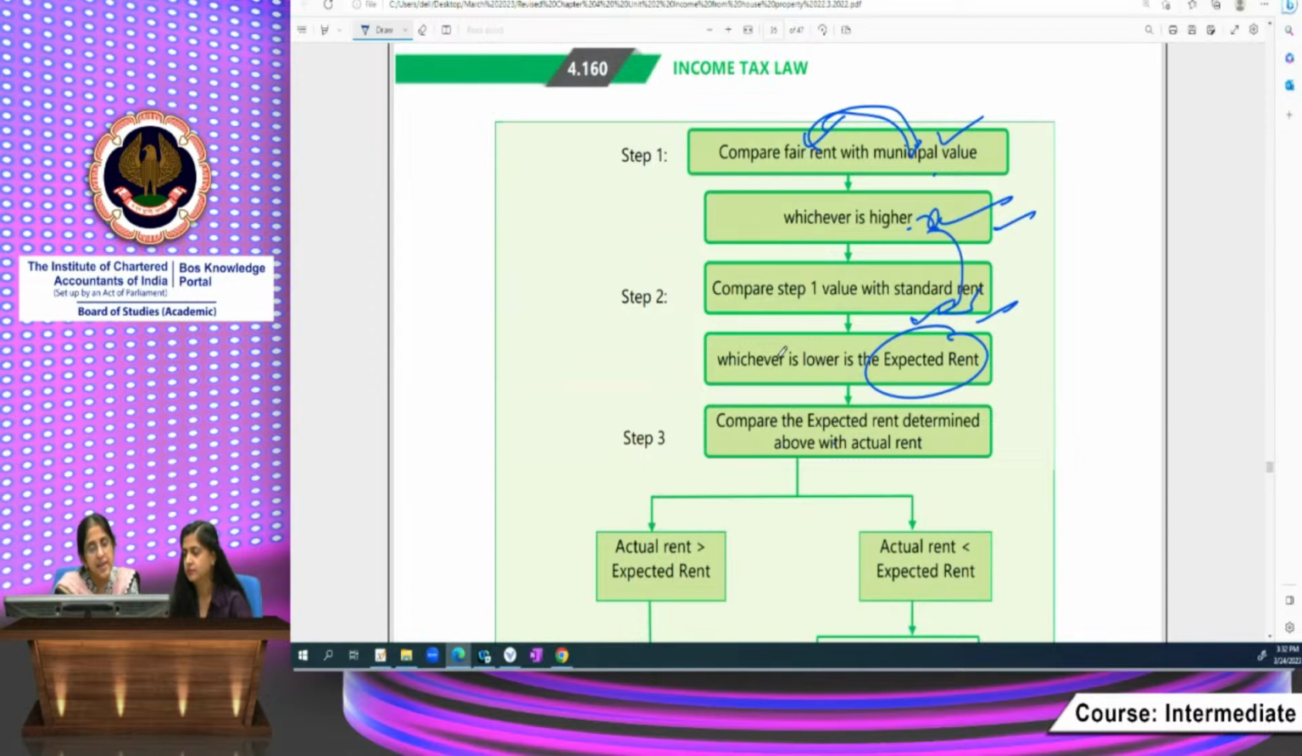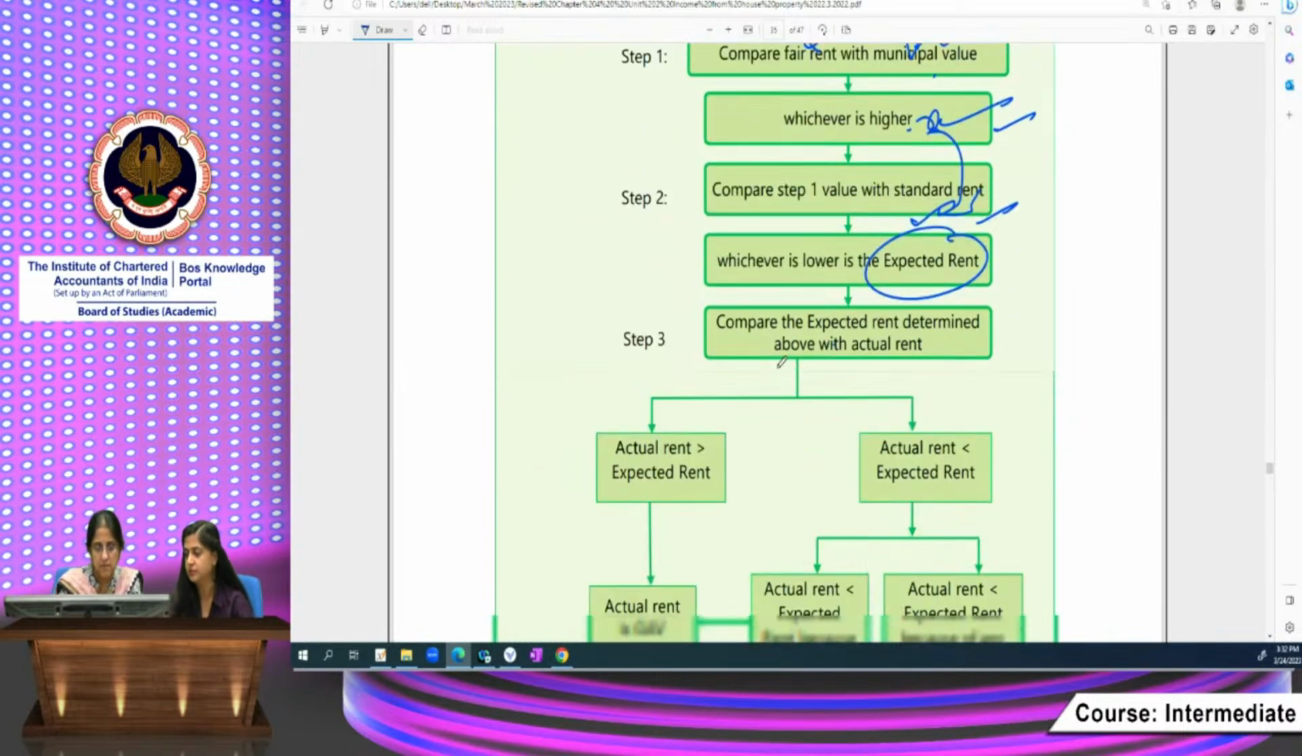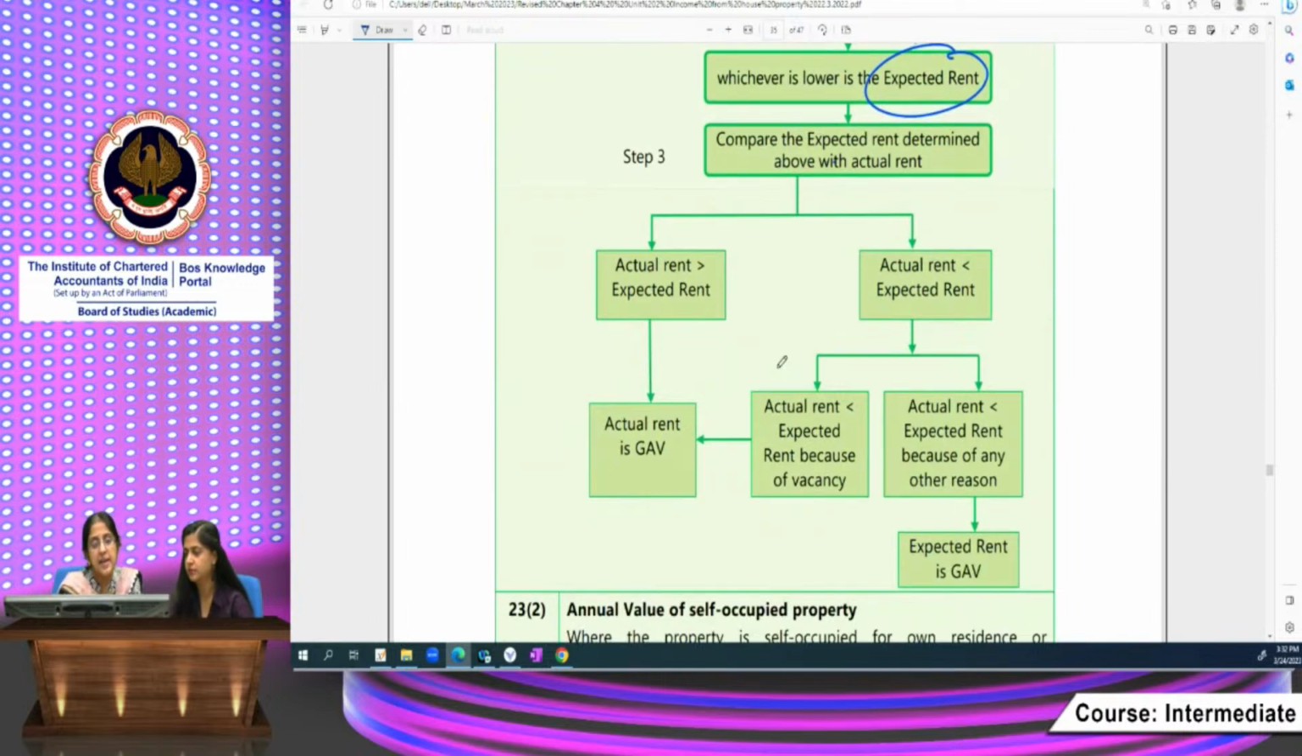Now you compare the expected rent with the actual rent. If the actual rent is greater than the expected rent, then actual rent is GAV. If actual rent is lesser than the expected rent, then whichever is higher is the GAV. But if it's lower because of vacancy, then the actual rent will be the GAV.